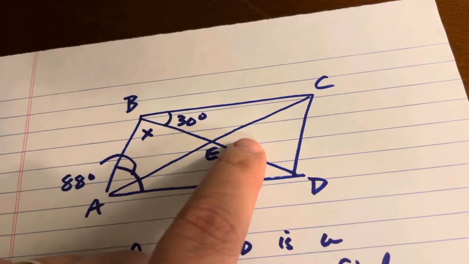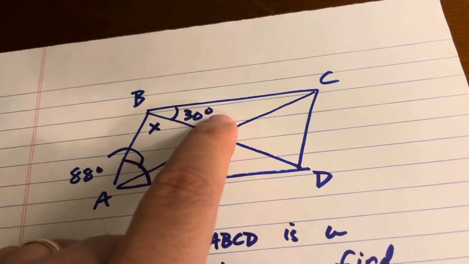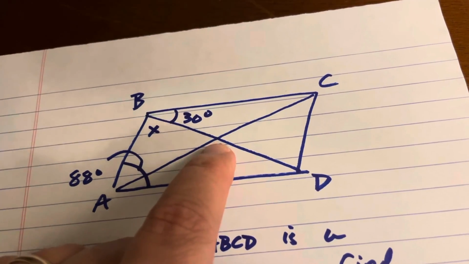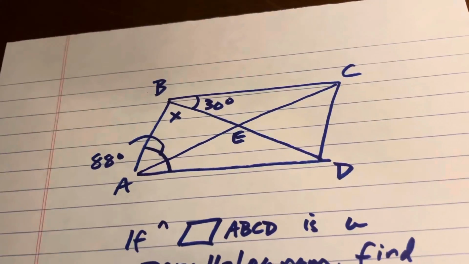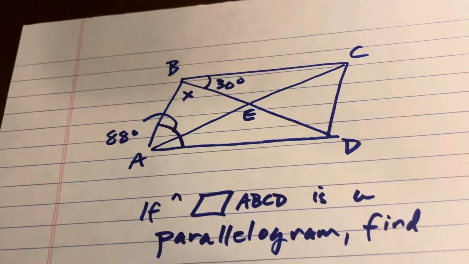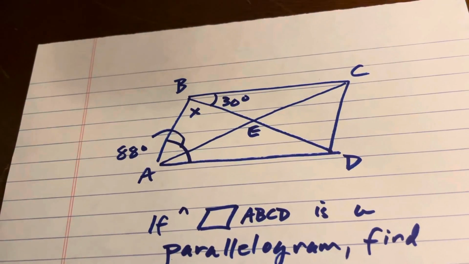Oh, another thing, the vertical angles are congruent. So this angle is going to be congruent to that angle, and this angle is going to be congruent to that angle. Those are called vertical angles. So if you put all those things together, you can solve for all the different angles in this parallelogram.